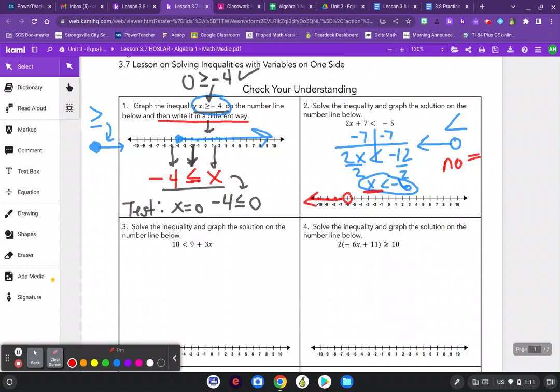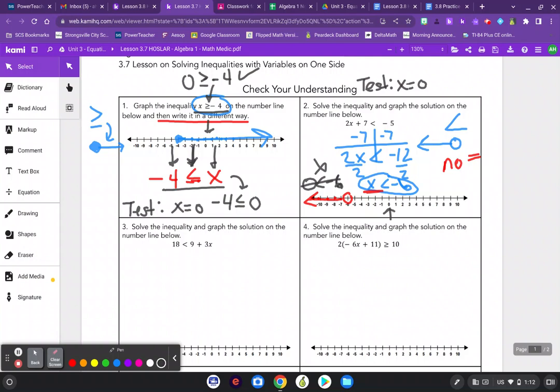I could test an answer, right? I had said in problem 1, I like to test x is 0 to make sure that I graphed correctly, right? So here, if I say that x is less than -6, well, that's not true. And so I shouldn't graph the part that has a 0. That part should not be graphed because that does not make a true statement.